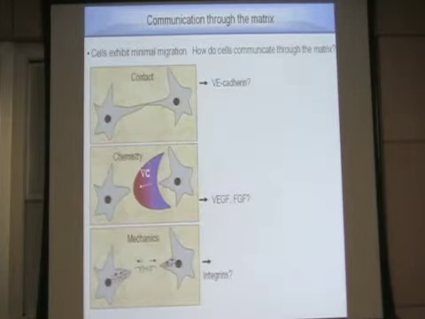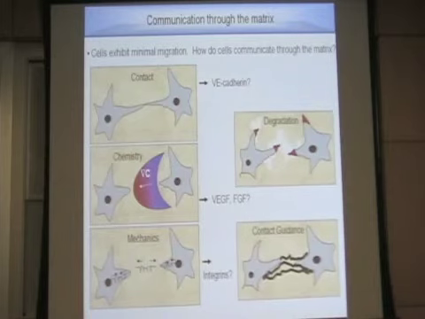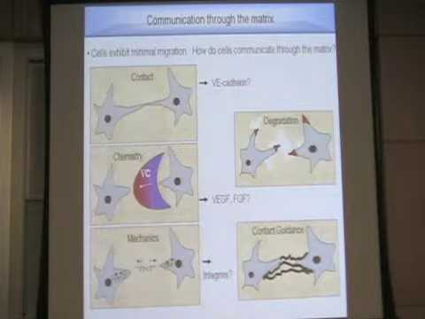Are they just reaching out, and if they contact another cell, then they'll connect? Or is it some sort of mass transfer phenomenon, some gradient? Or is it actual pulling on the matrix and mechanical signaling? And kind of subsets of that, we've been thinking about possible matrix degradation as creating pathways, as well as possible contact guidance along this fibrous collagen matrix.